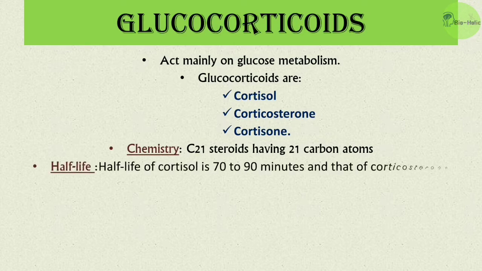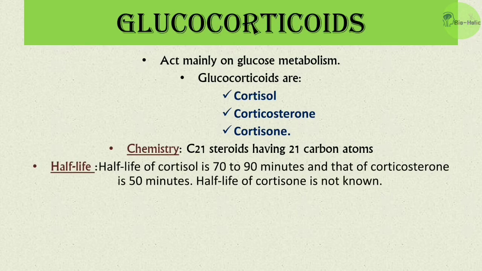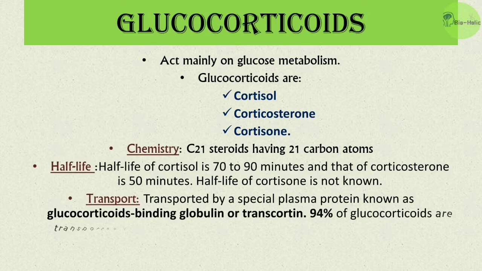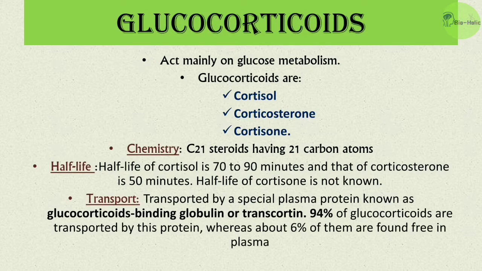The half-life of cortisol is 70 to 90 minutes, that of corticosterone is 50 minutes, and the half-life of cortisone is unknown. They are transported by a special plasma protein known as glucocorticoid binding globulin or transcortin. 94% of glucocorticoids are transported by this protein, whereas about 6% of them are found free in plasma.